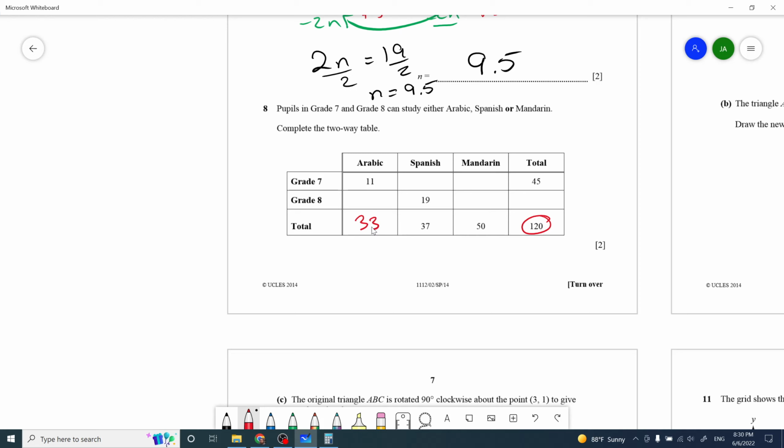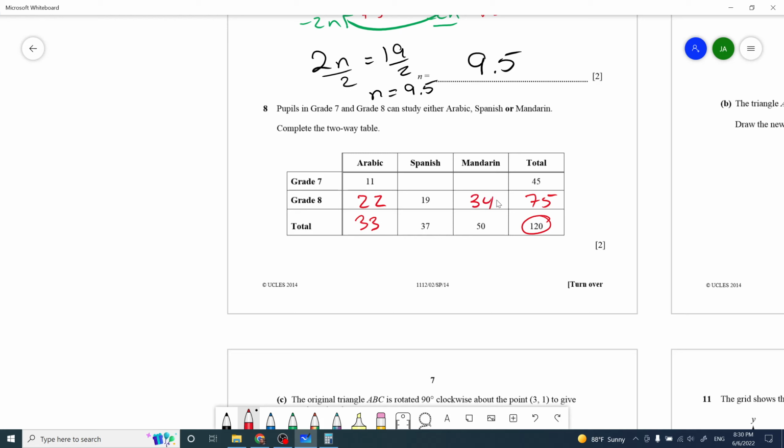So the total for Arabic is 33. Grade 7, there are 11, so that must mean 33 minus 11. There are 22 in grade 8. So that means that also here for this total, we have 120 minus 45. That is going to give us 75. So what do we got here? 75 minus 22. That's going to give us 53. 53 minus 19 is going to give us, what, 34?